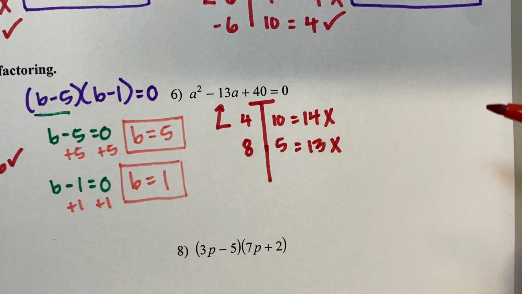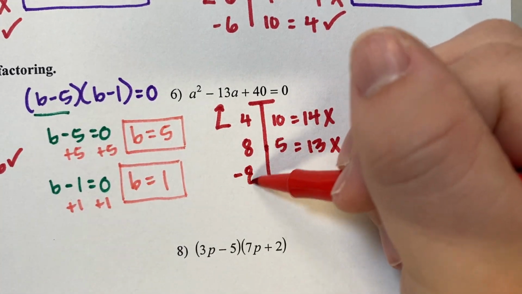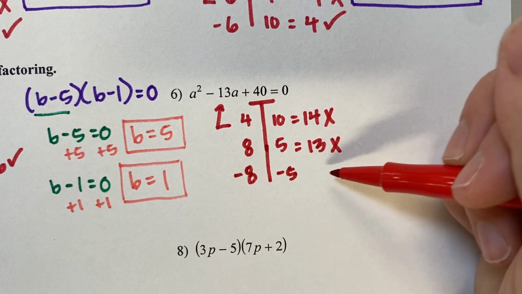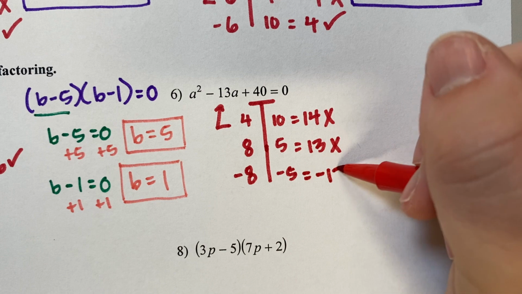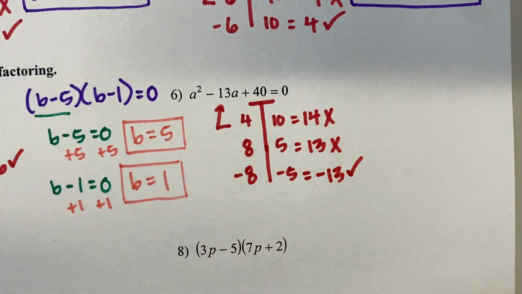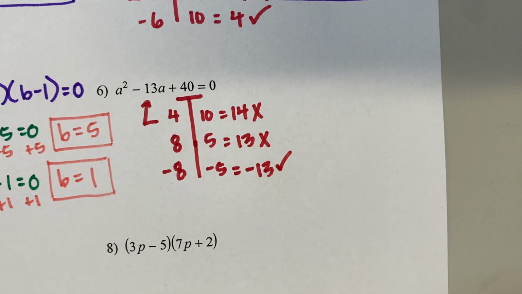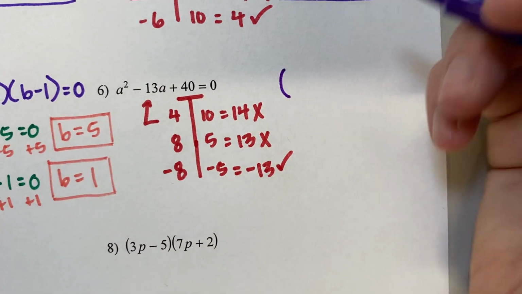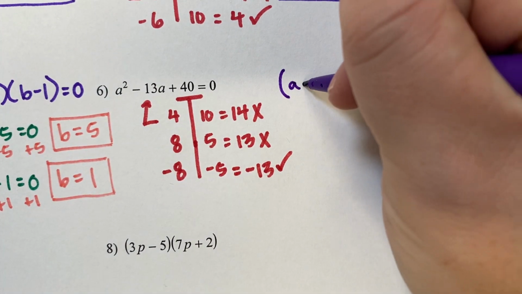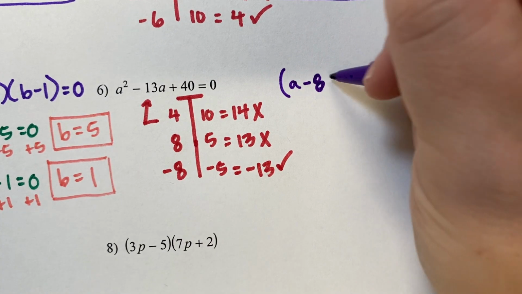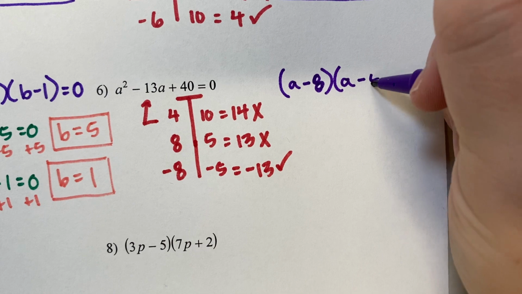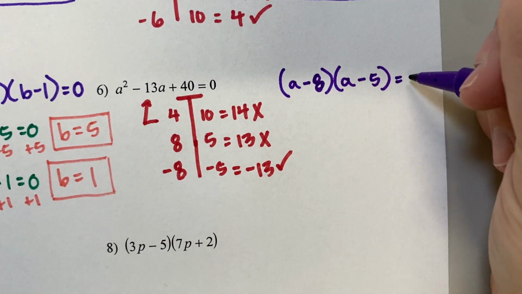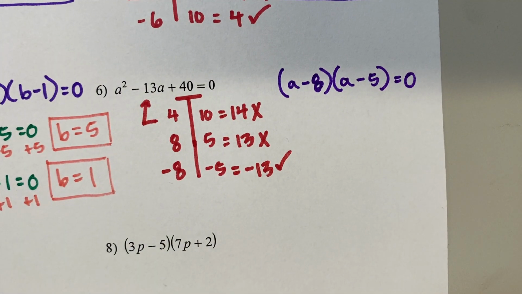So let's do the same thing we did last problem. Let's make both of these guys negative. Negative times a negative still gives me a positive, but when I add these together, it gives me my negative 13 that I'm looking for. Okay, so I found my two factors, put in factored form. We have a minus 8 times a minus 5. And it's equal to 0 because it's an equation now.